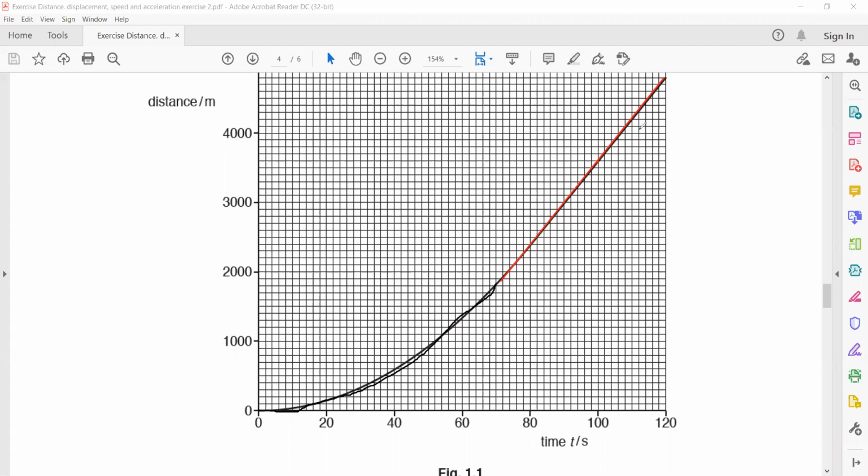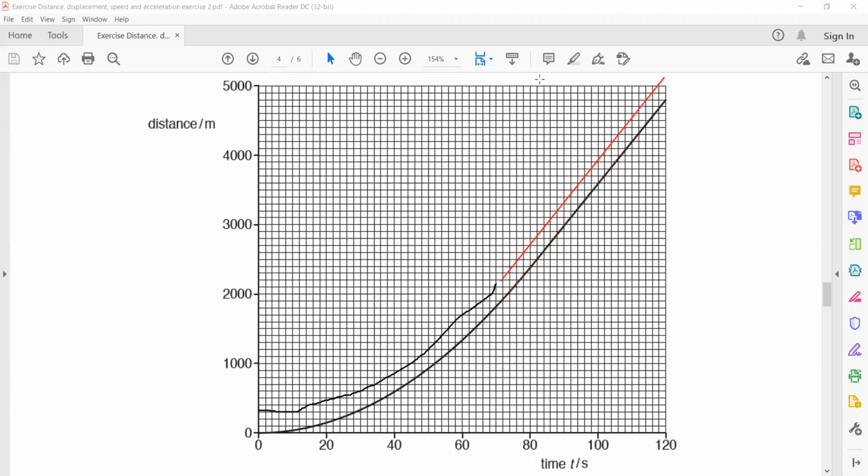So we want to find the speed in this part. Only the straight part, or 100 seconds, because it's a straight part, so we can find the speed for any region. And how can we work out the speed in this region? As it is a constant speed, we'll find the distance traveled in this region and then we'll find the time. So how to get the distance traveled in this region?